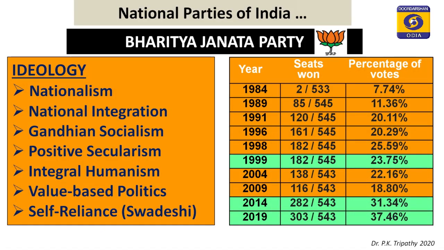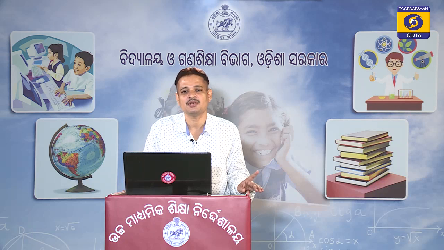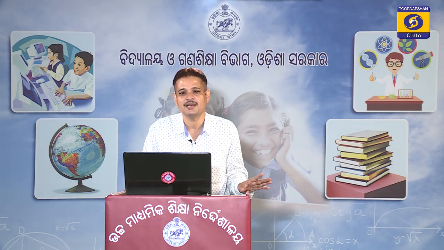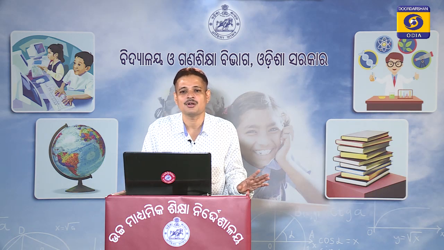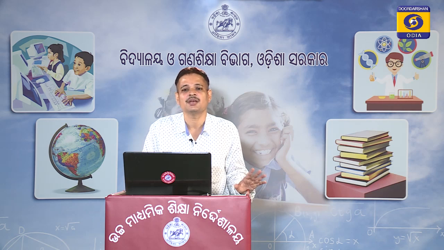Second is national integration. The BJP always wants an Akhand Bharat. Akhand Bharat means India has already been partitioned, and the BJP swears that India will never be partitioned again. So it swears by the promise to keep India united.